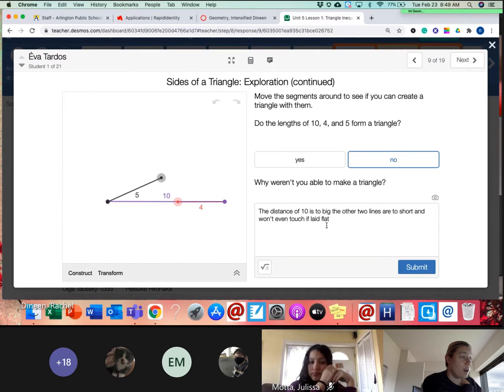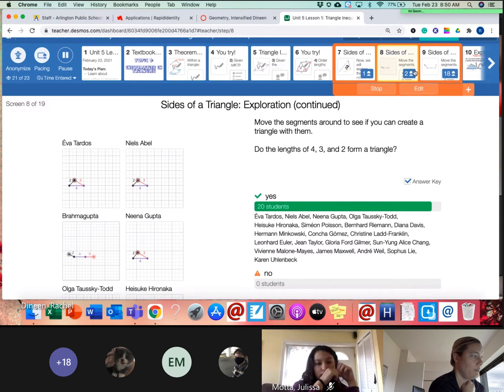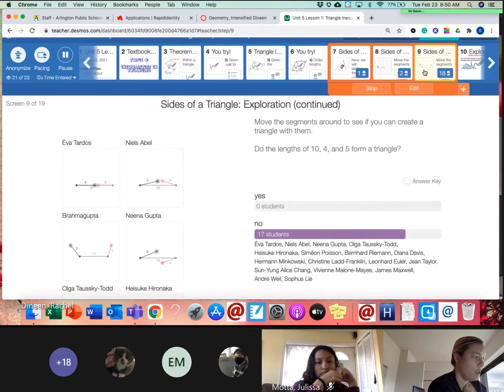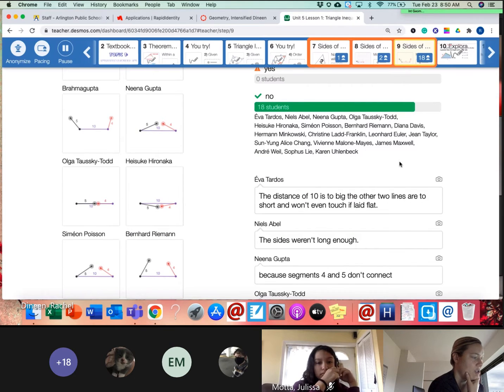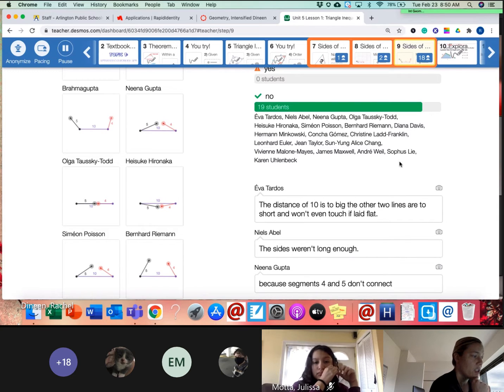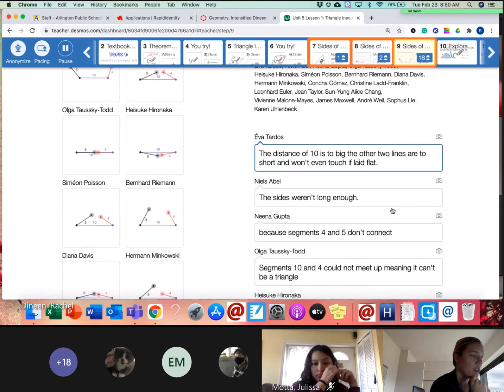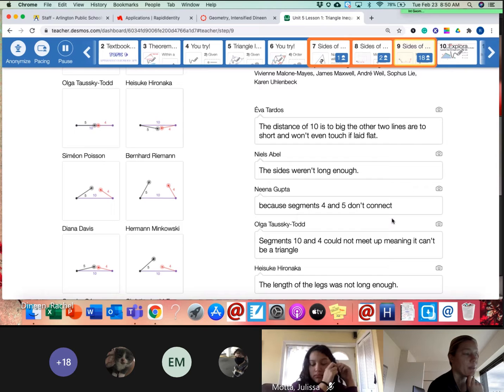you could not create a triangle with those given lengths. So if you try to create a triangle, let's see, go here. So let's see what you guys said. The distance of 10 is too big. The other two lines are short and won't touch even if they lay flat. The sides aren't long enough because the segments don't connect.